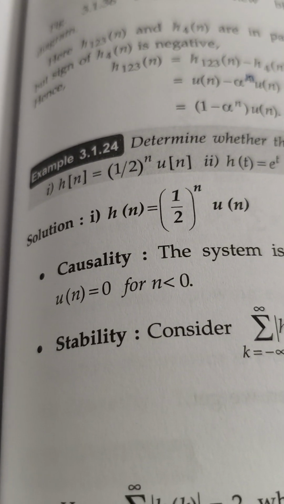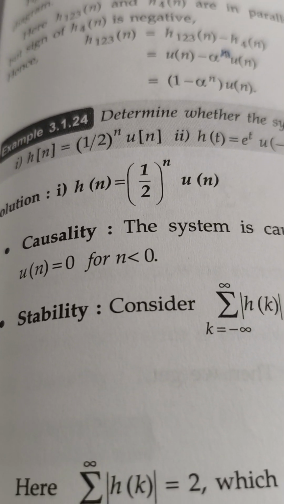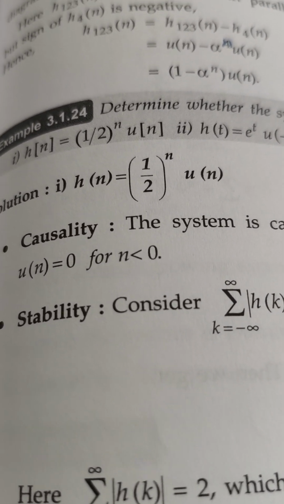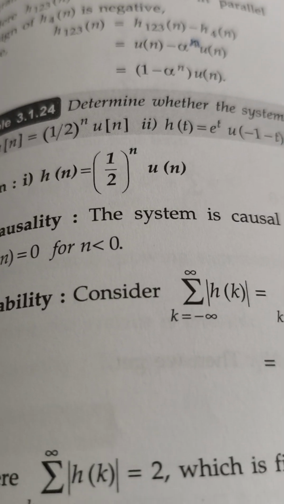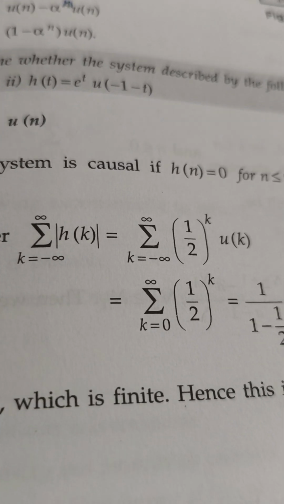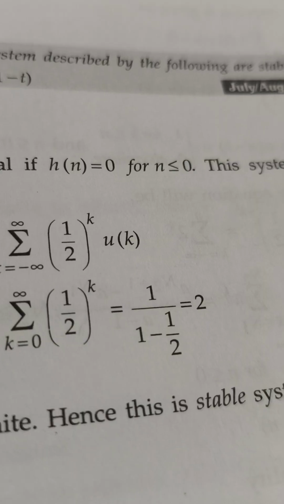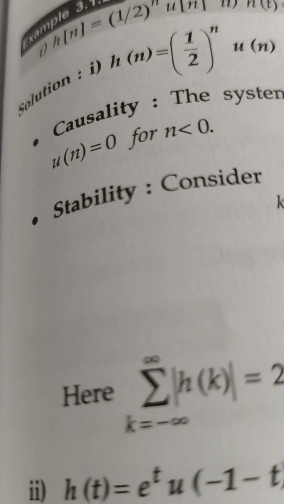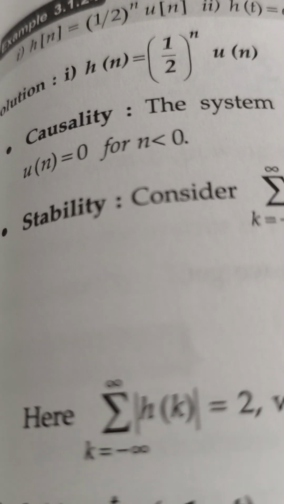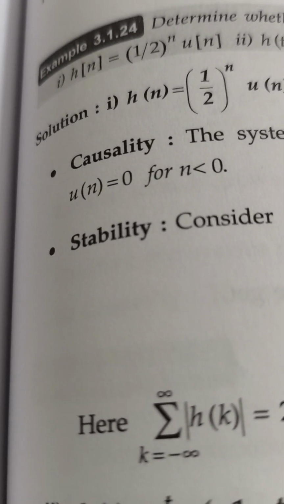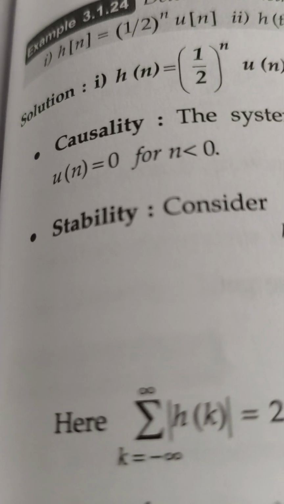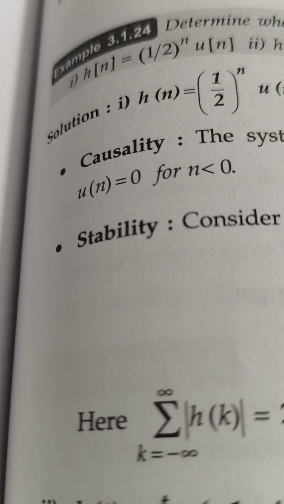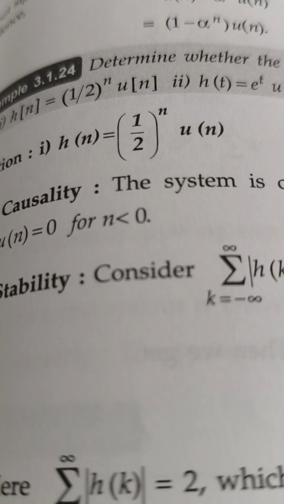Then h of n is nothing but the unit sample response, which is equal to 1 by 2 raised to n u of n. Then we will find out the causality of this system. The system is causal if h of n is 0 for n less than 0. This system is causal since u of n exists only towards the positive axis. u of n will not be there towards the negative axis. Therefore, this system is causal.